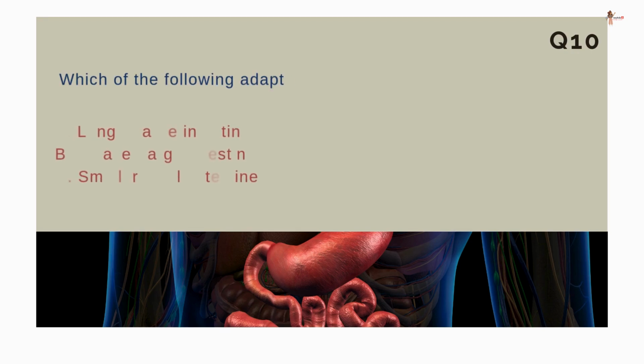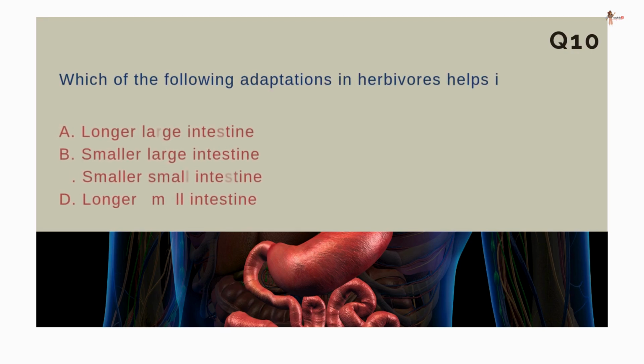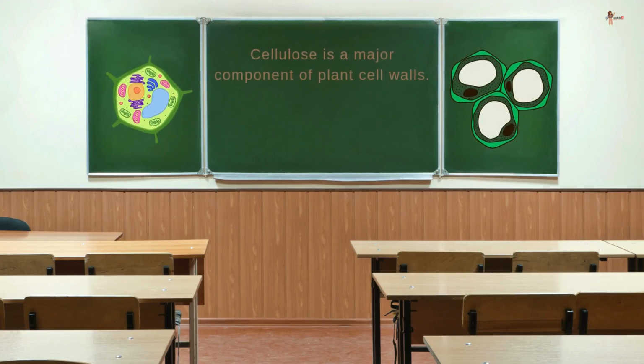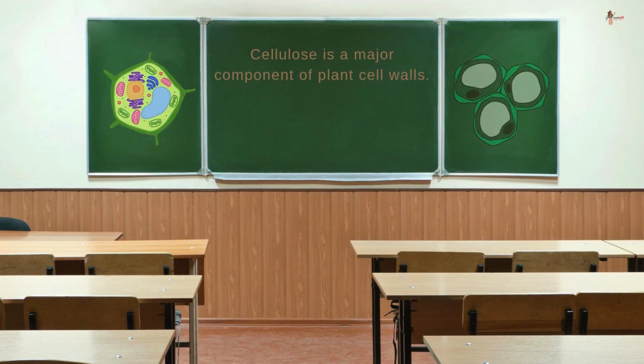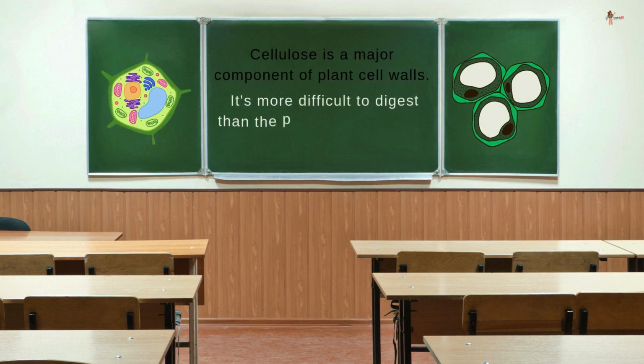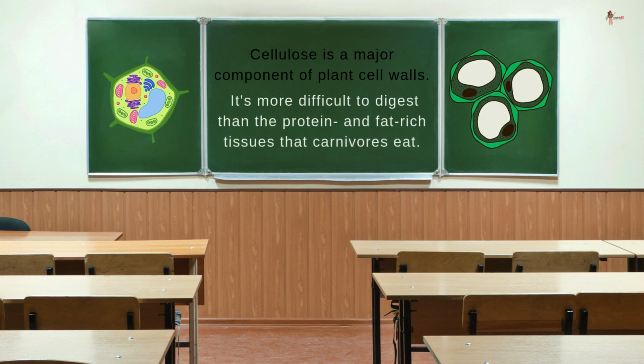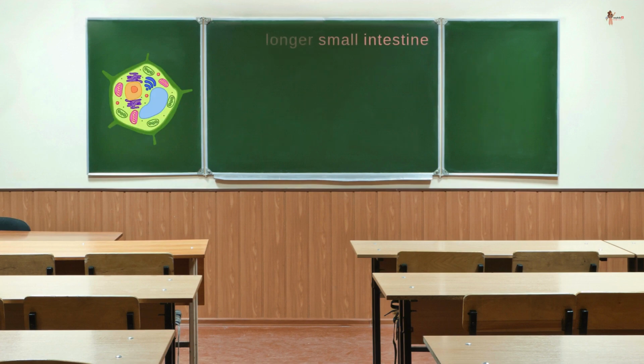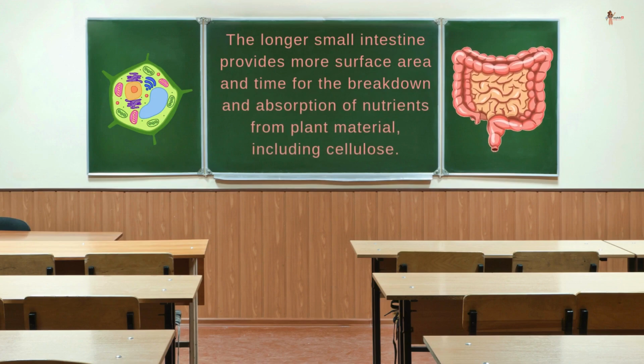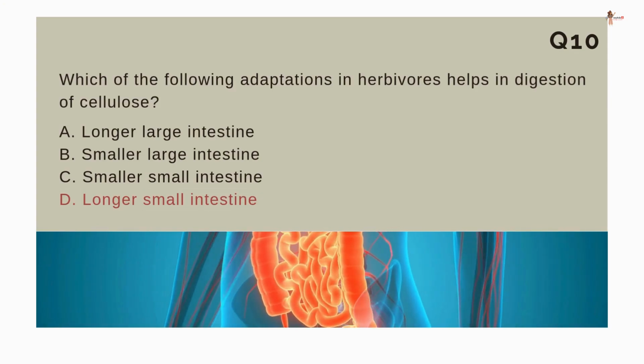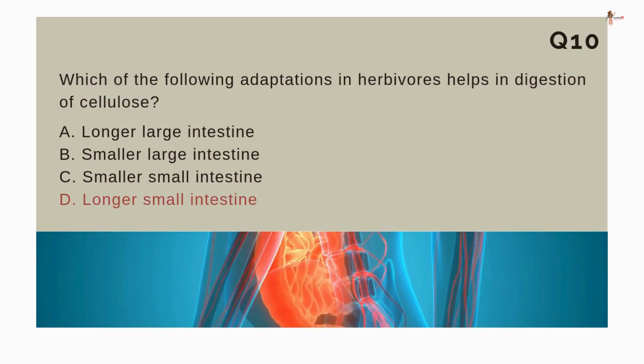Which of the following adaptations in herbivores helps in digestion of cellulose? Cellulose is a major component of plant cell walls. It's more difficult to digest than the protein and fat-rich tissues that carnivores eat. The longer small intestine provides more surface area and more time for the breakdown and absorption of nutrients from plant material, including cellulose. Thus, option D is the correct answer.